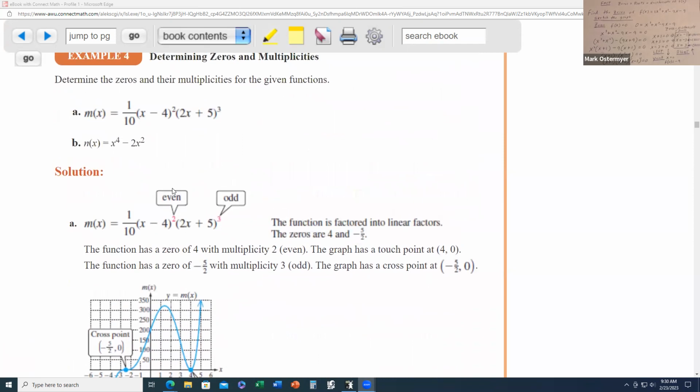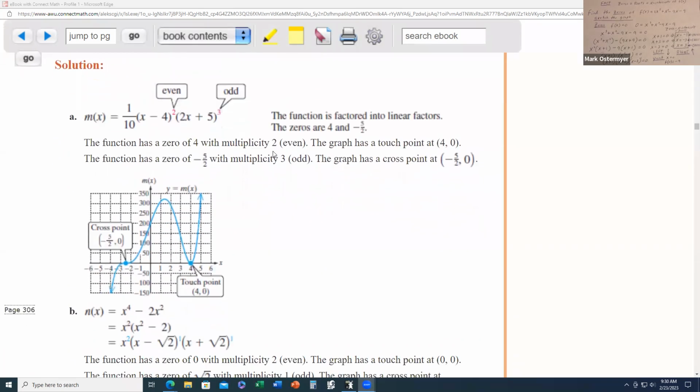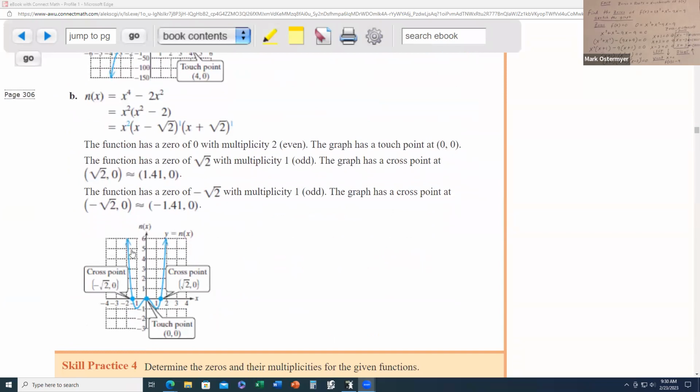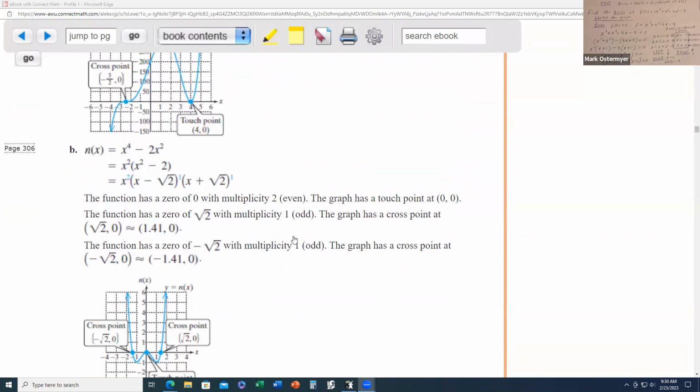Here's a graph of another one. This is x to the 4th minus 2x squared. Being an even degree polynomial with a positive leading coefficient of 1, the left-right behavior theorem says that both branches of the graph will be going up towards positive infinity, up and up. Furthermore, if we try to find the zeros of this polynomial function, notice they factored it completely into linear factors.